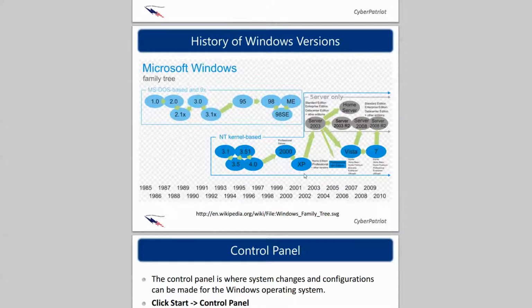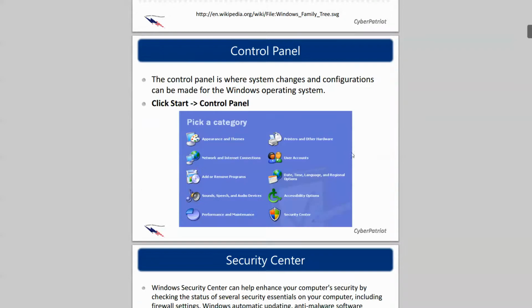Server 2003 is just XP. Server 2003 R2, revision 2, is also XP. Vista is 2008, and then 7 is 2008 revision 2. You don't have to memorize this at all. Just know that Server 2003 is XP, because that's pretty much the only server they usually give us.